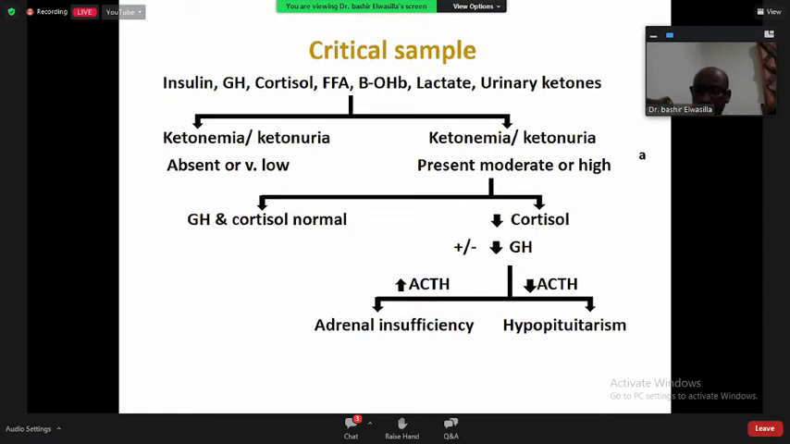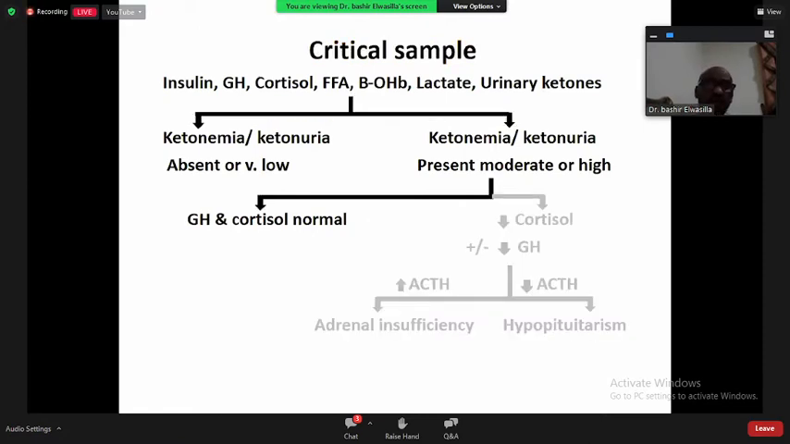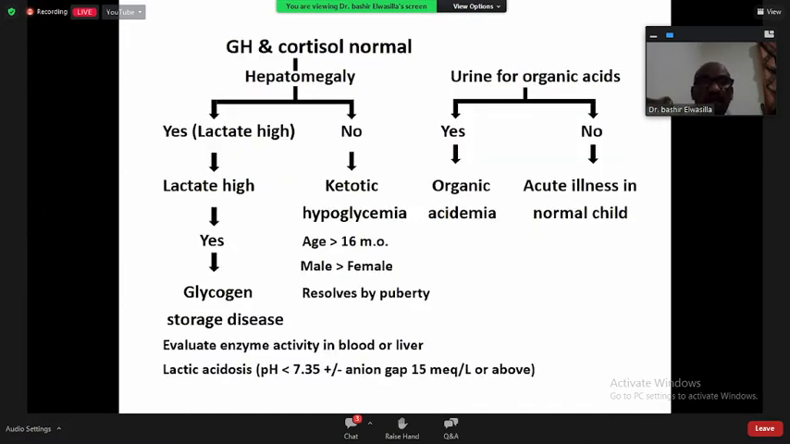But what if you have growth hormone and cortisol normal? Then you will go in this pathway. If you find normal growth hormone and cortisol, look for hepatomegaly. Is there hepatomegaly or not? If there is no hepatomegaly, this is mostly ketotic hypoglycemia, and usually this presents at the age of 16 to 18 months. And usually males are more prone to it than females. Usually it resolves by the age of 6 to 7 years. It looks like febrile convulsions. They have the same criteria, but it can resolve up to puberty.